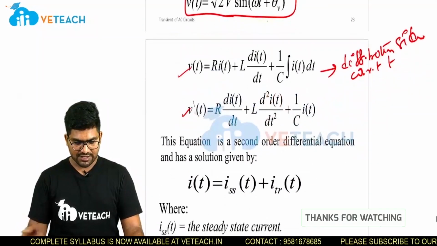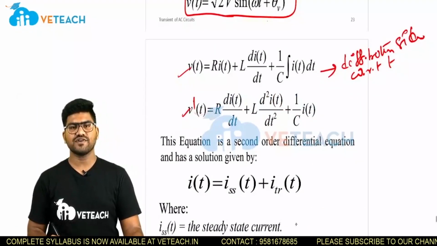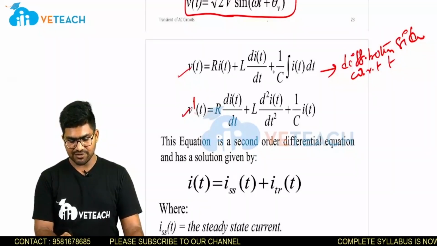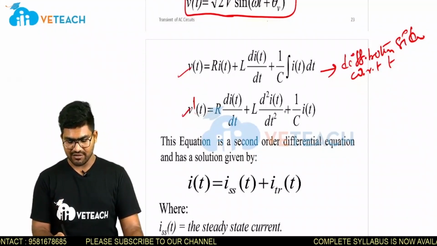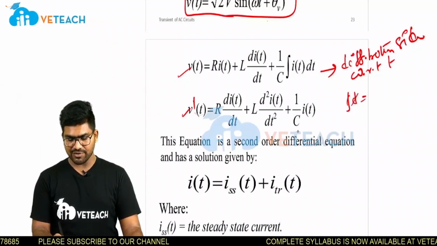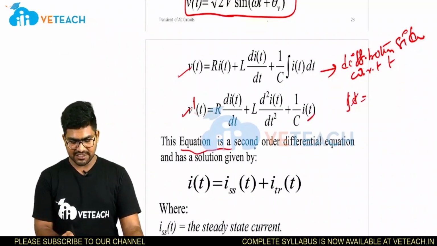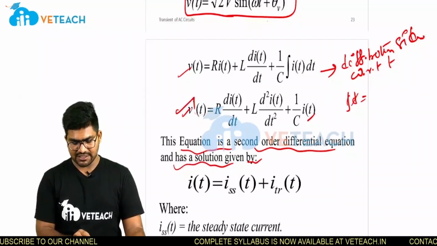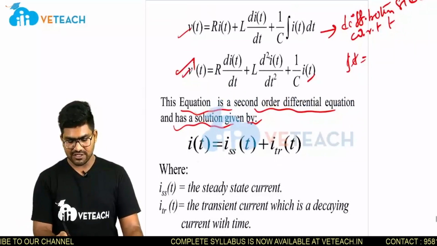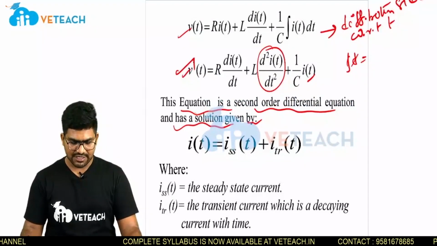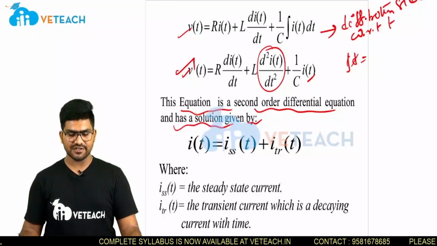So now this becomes V dash of t: first differentiation, R into di by dt, plus L into d square i by dt square, plus, since integration and differentiation cancel, 1 by C into I of t. This equation is a second order differential equation and has a solution given by. It is second order because the highest derivative is d square I of t by dt square.